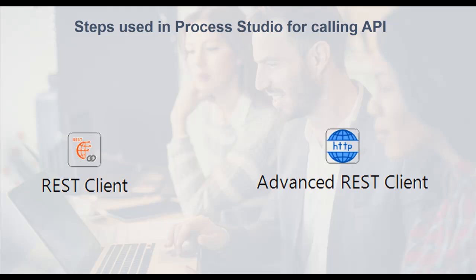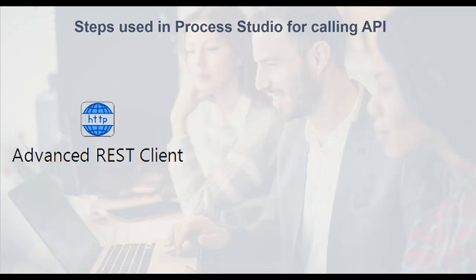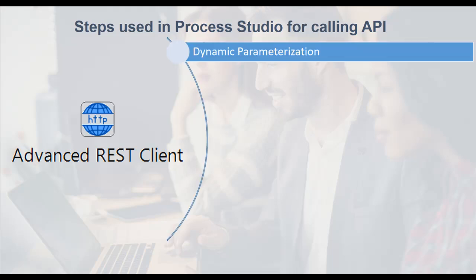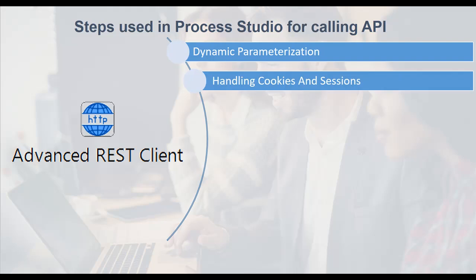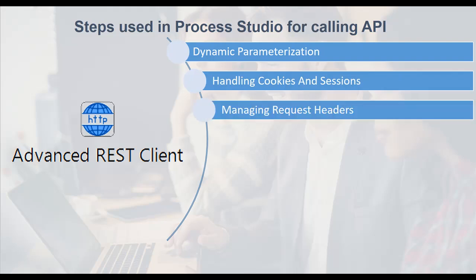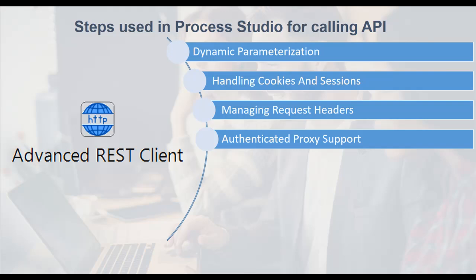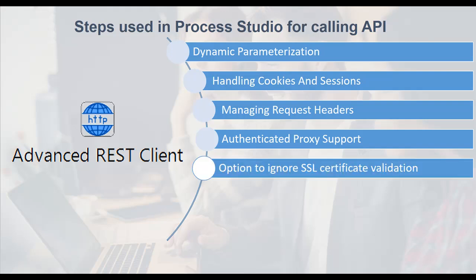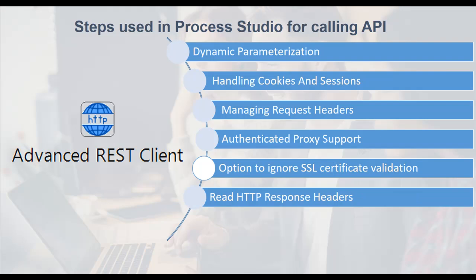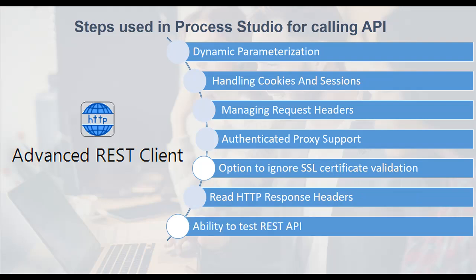And another is advanced REST client. It is an extended version of the REST client. It provides additional features and capabilities to enhance API testing and automation. The advanced REST client typically includes features like response validation, dynamic parameterization, handling cookies and sessions, managing request headers, authenticated proxy support, option to ignore SSL certificate validation, request timeout, form data request body along with the file upload by providing file path, ability to read HTTP response headers, ability to test REST API.